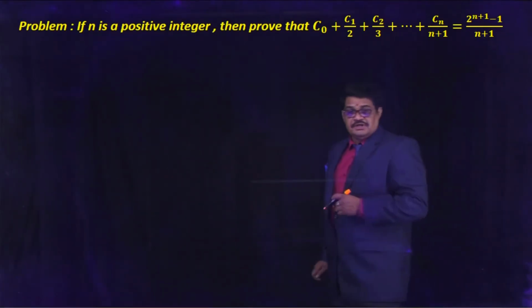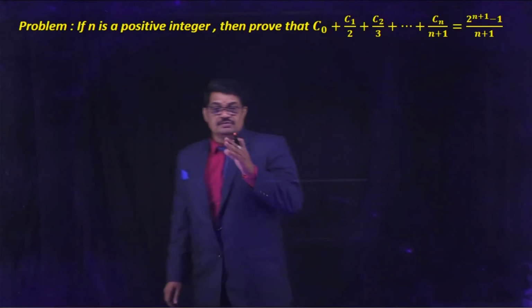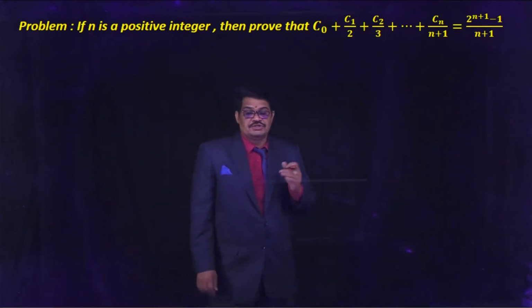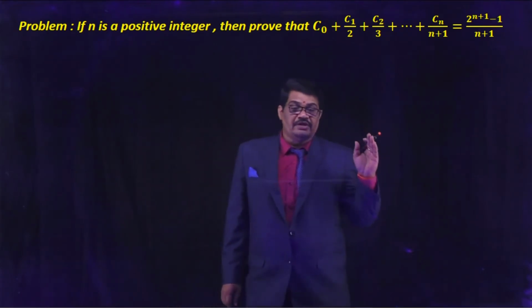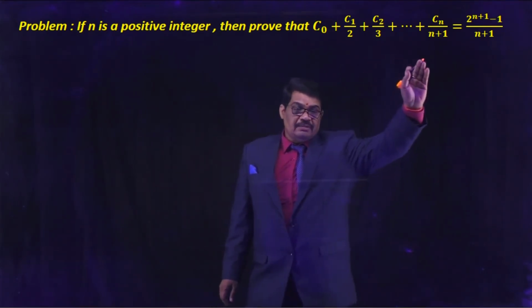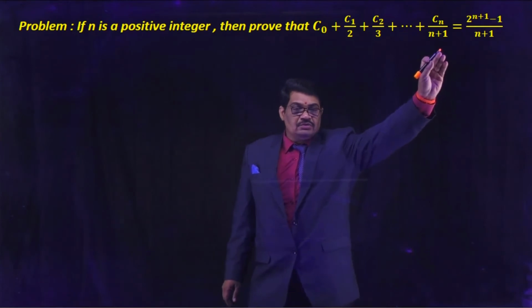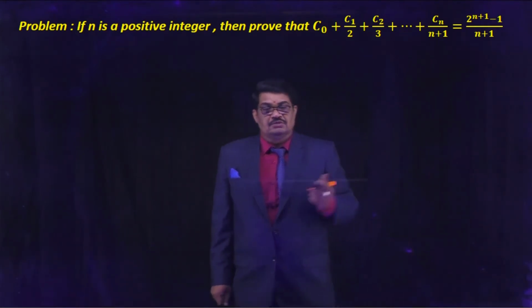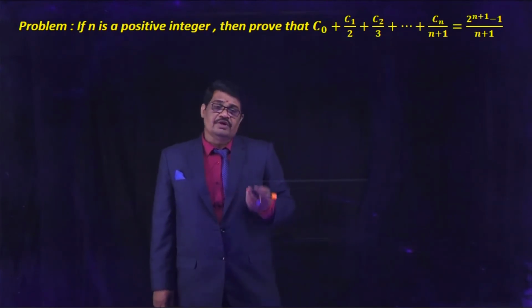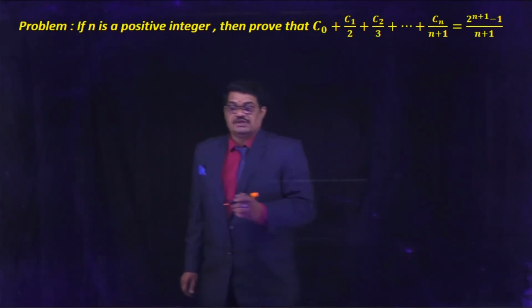Okay, see the next problem. If n is a positive integer, then prove that C0 + C1/2 + C2/3 and so on up to Cn/(n+1) is equal to (2^(n+1) − 1)/(n+1). So this is our proving result. See the solution.